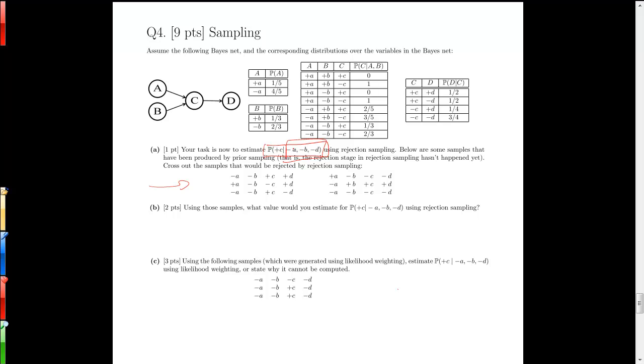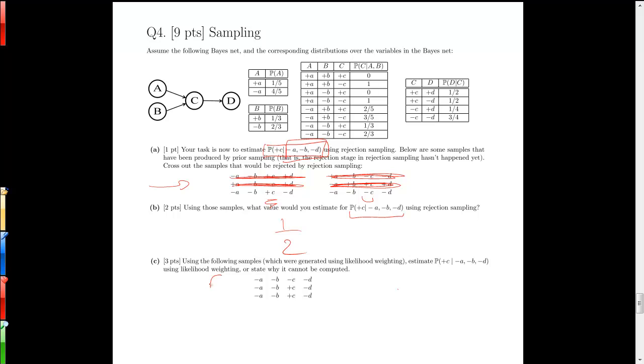We just check all 6 of them and see which ones have minus A minus B minus D. Not the first one, not the second one, yes for the third one, not for the fourth one, not for the fifth one, and yes for the sixth one. Now based on these samples, estimate the probability of plus C given minus A minus B minus D. Well, we have minus C here and plus C here, so it's 1/2.